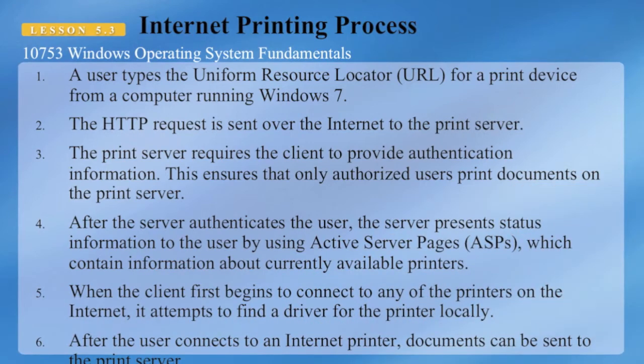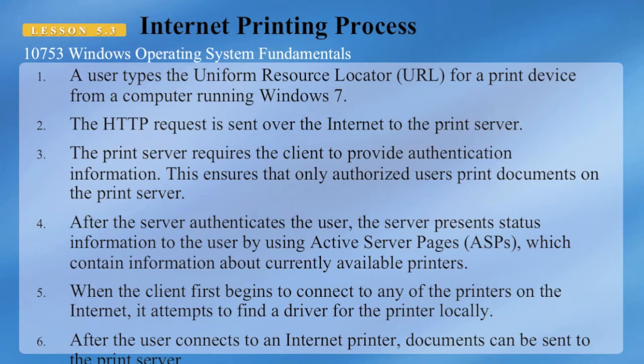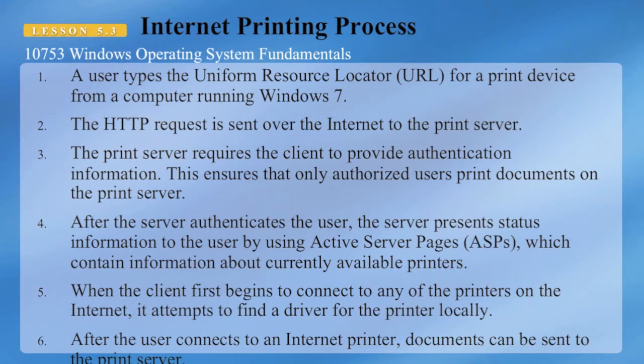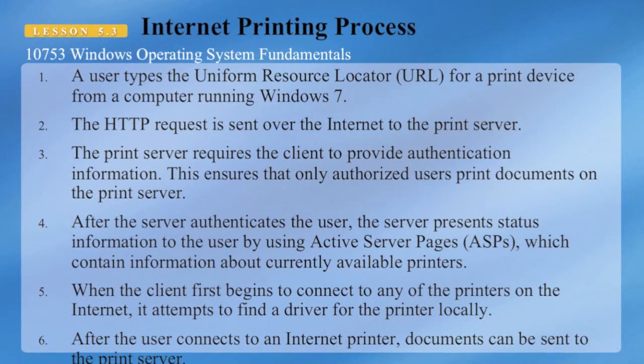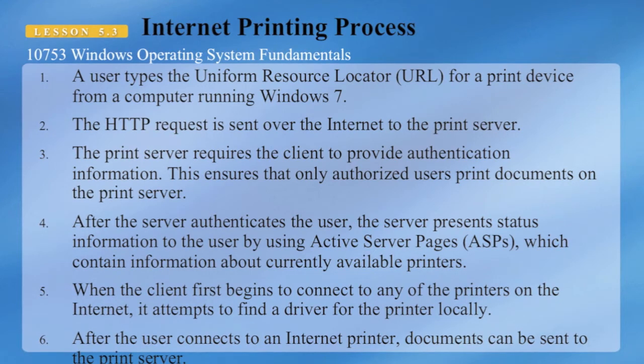The internet printing process works like this. A user types the URL for a print device from a computer running Windows 7. The HTTP request is sent over the internet to the print server. The print server requires the client to provide authentication information. This ensures that only authorized users can print documents on the print server.